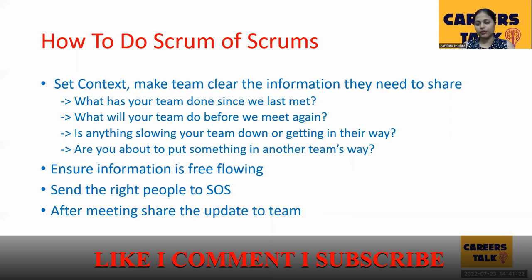Same thing, if there was any action item on you, you can always say that, okay, in the next Scrum of Scrums when we meet, I'll have an update on so and so. But if there is some urgent update which needs to be sent out, you can use other mediums like Slack, email, etc. Okay, talk about anything which is slowing your team down or getting in the way of your product goal or sprint goal. Okay, and are you about to put something in another team's way?